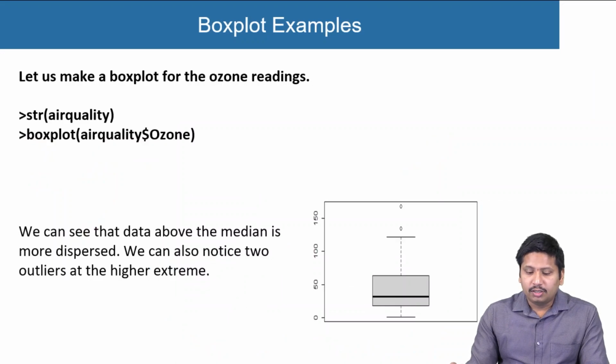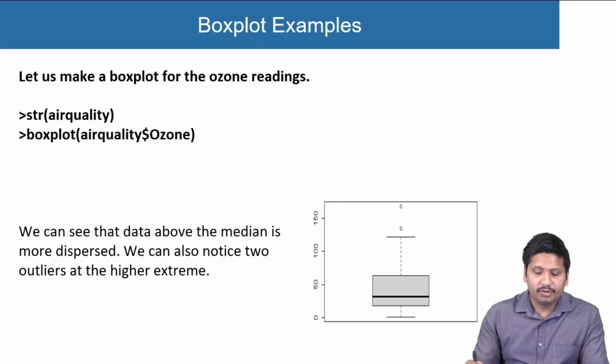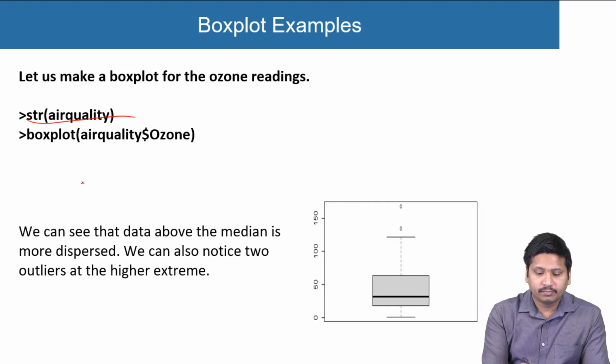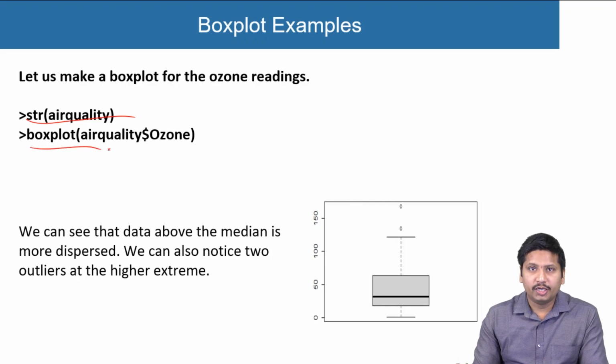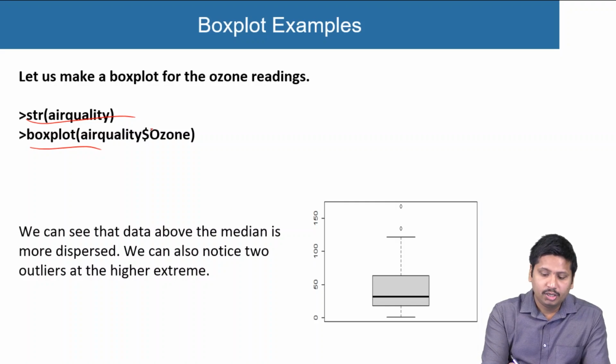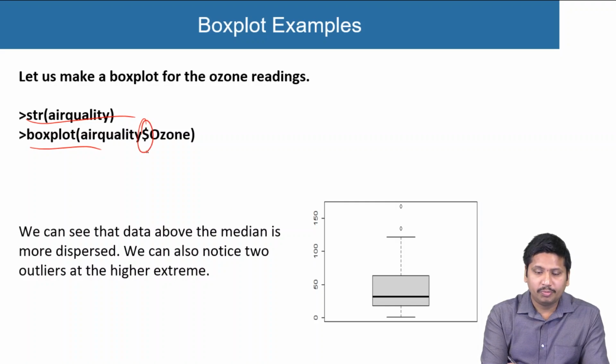Let's make a box plot of the ozone reading. The previous thing was str of airquality. Now I'm going to construct the box plot of airquality and then ozone only, where I specify only a single attribute. With the dollar sign I can separate it: this is the name of the data set, followed by the dollar and then the variable name.